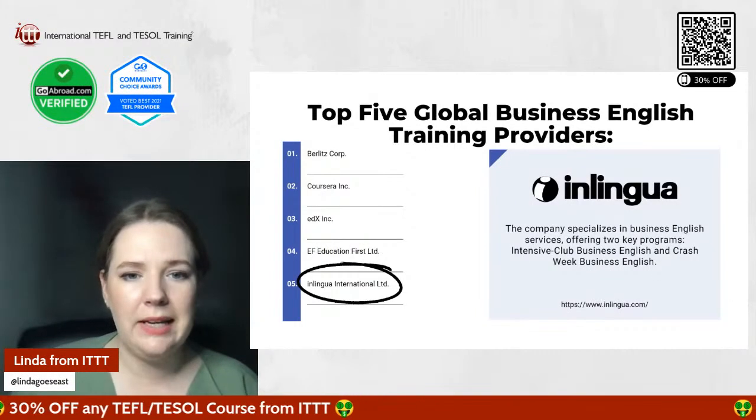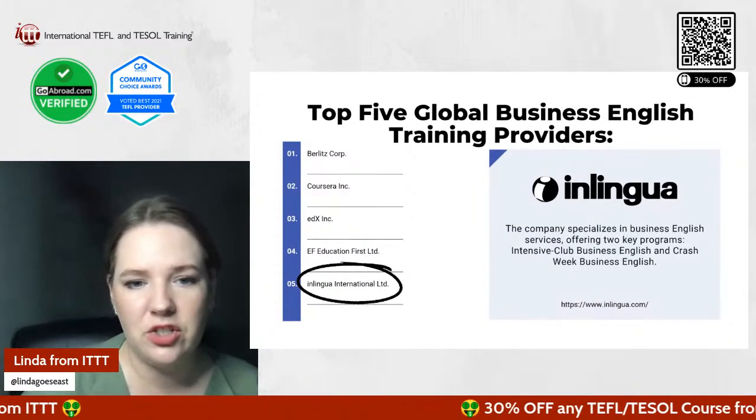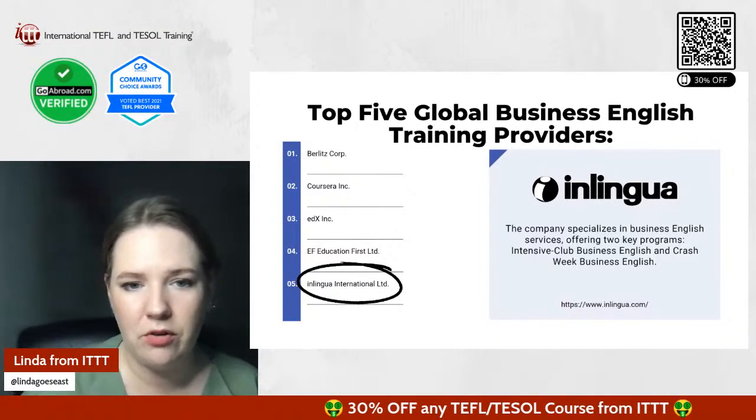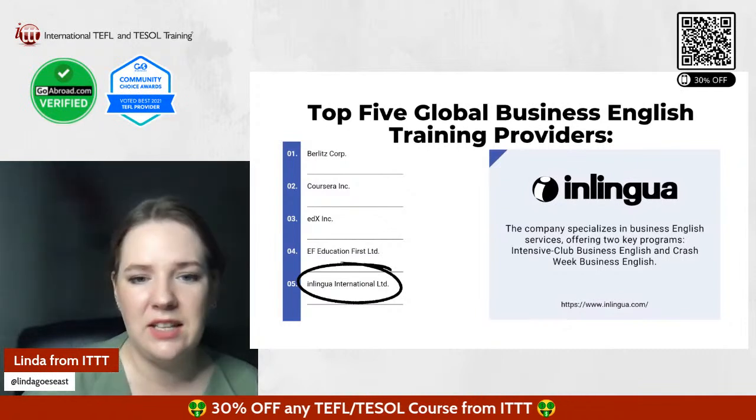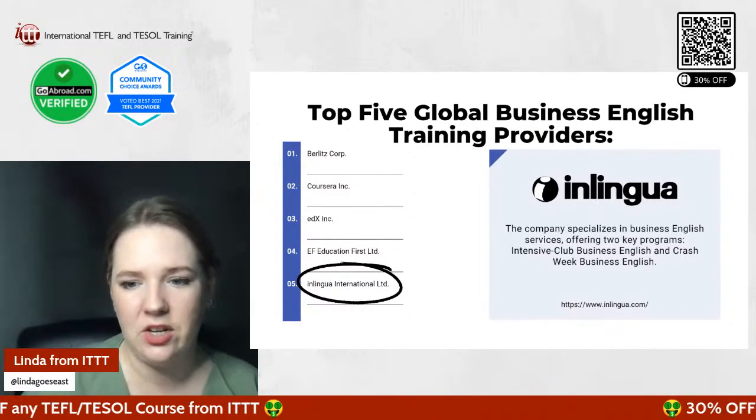And the last one, Inlingua. This is a company that specializes in business English services, and they offer 2 key programs, which is one called the Intensive Club Business English, and then the Crash Week Business English.